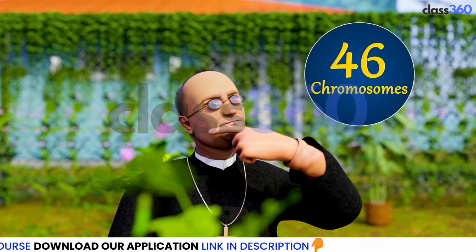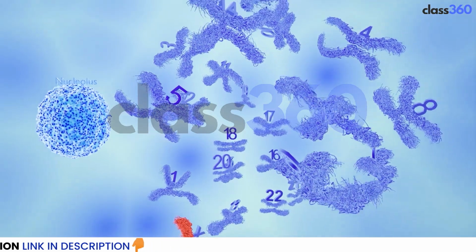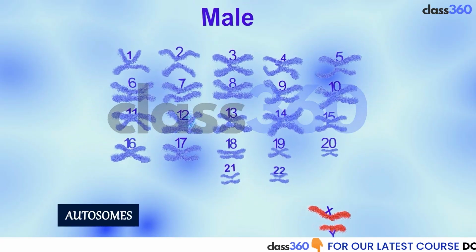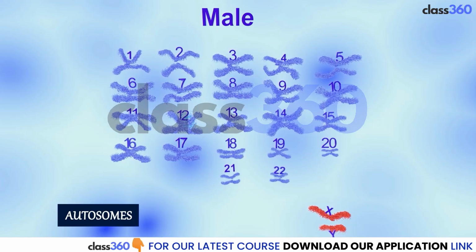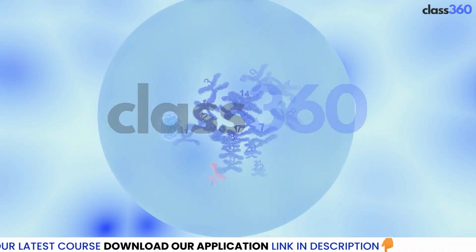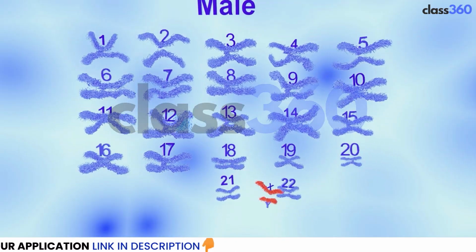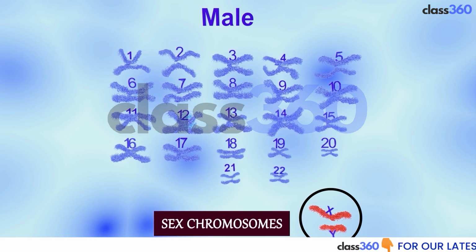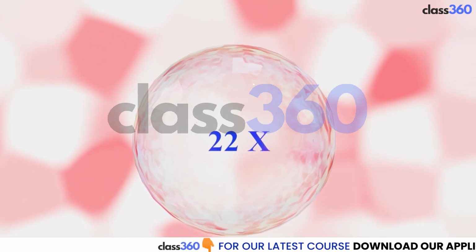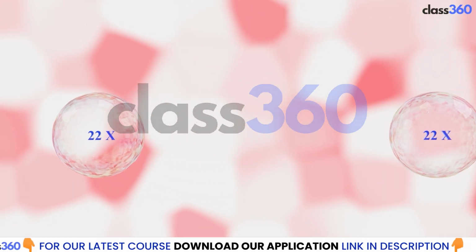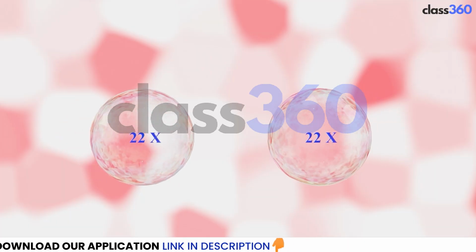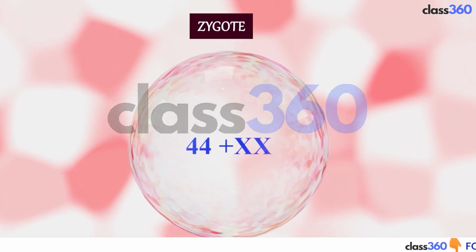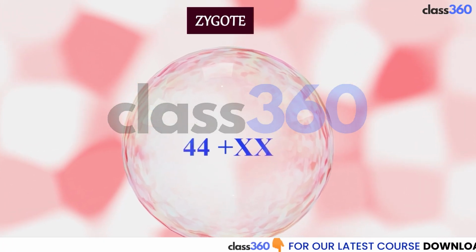Humans have 46 chromosomes. Out of these 46, 44 chromosomes are known as autosomes. These 44 chromosomes are 22 pairs of chromosomes, and the remaining chromosomes are called sex chromosomes. When a 22+X gamete is fused with a 22+X gamete of the other parent, a zygote is formed which is 44 plus XX, and this type of zygote is female.